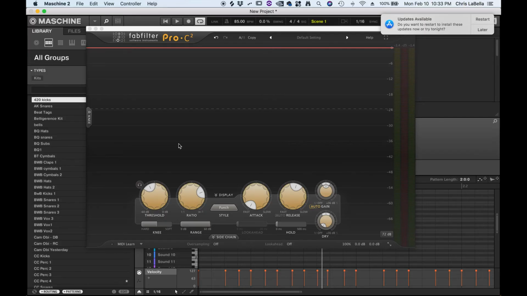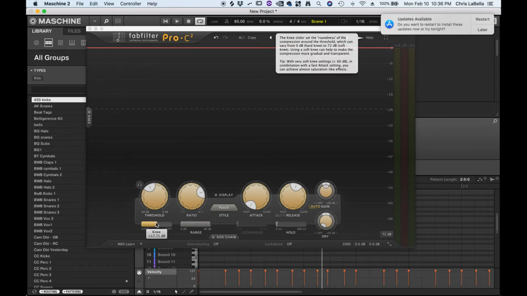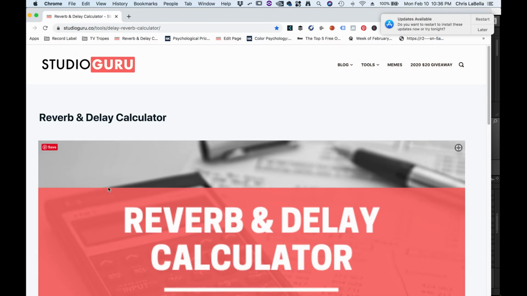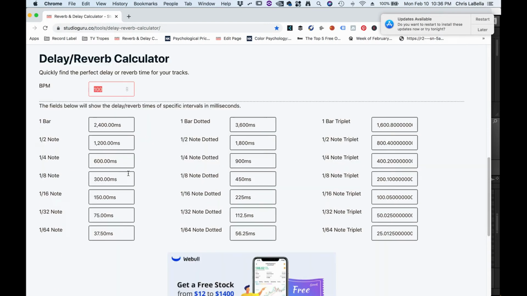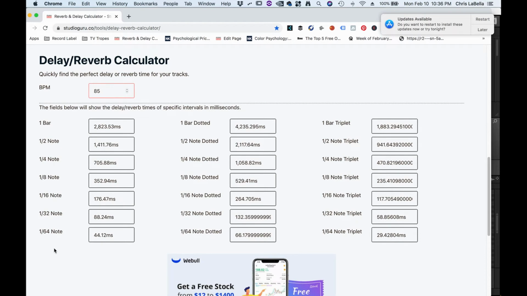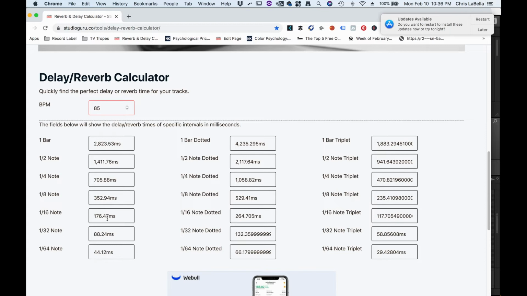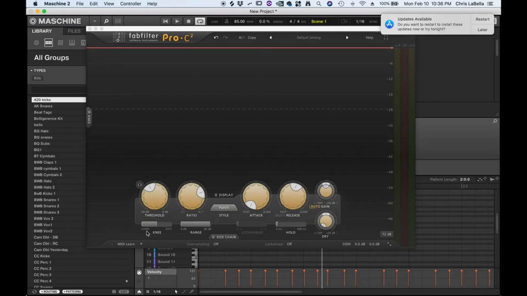If you're looking to achieve a sound that breathes with the beat, you should set the attack and release time based on the BPM of the song. The quickest way to do this is to head over to studioguru.co and use their super handy reverb and delay calculator. So this track is 85 BPM. So let's see, 176, 352, 88. Let's just keep those in mind.